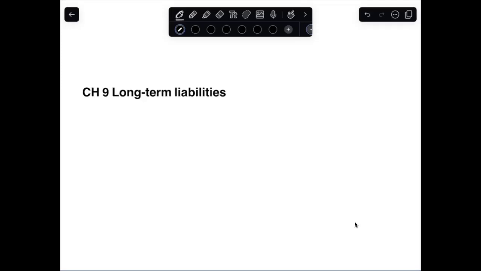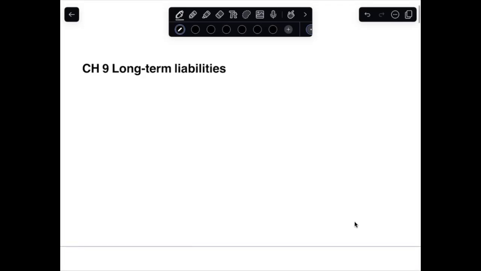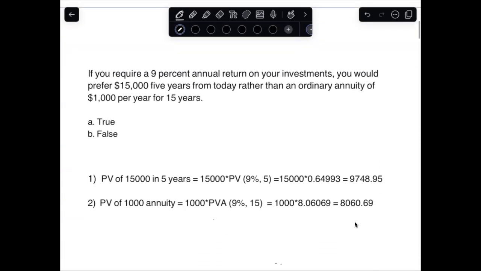So what's the present value? And what's the PV and PVA? What's the difference between them? And we're going to talk about the journal entries, how to record the transactions of the bonds. So let's look at the first example.